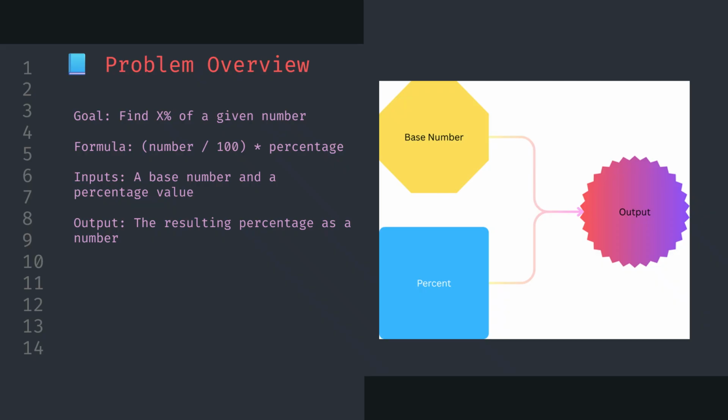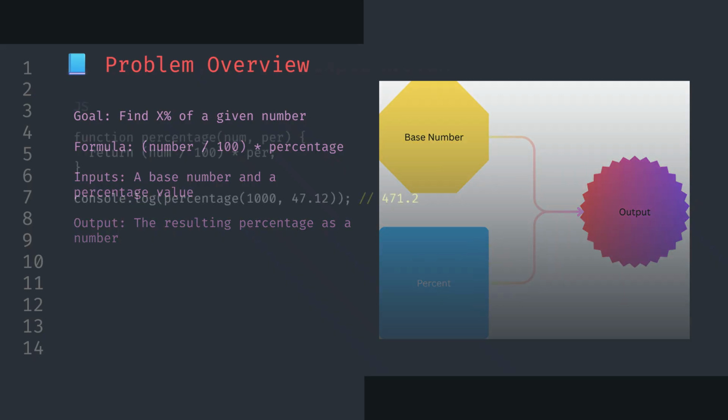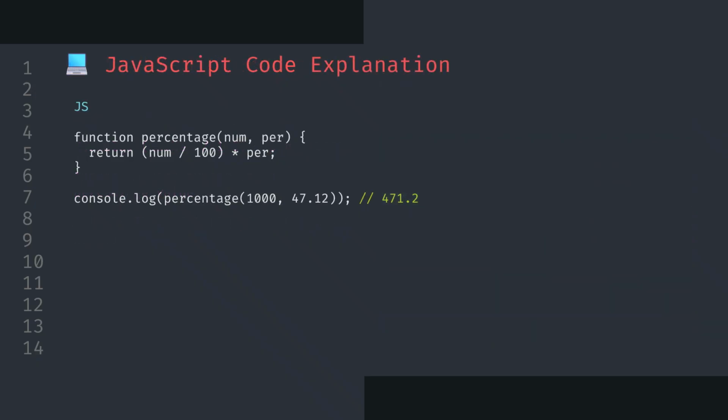Now, let's write the code in JavaScript. Here's the whole function in just 2 lines. Clean and efficient. We take the input num, divide it by 100, and multiply it by the percent value. The result is exactly what you'd expect from the math.